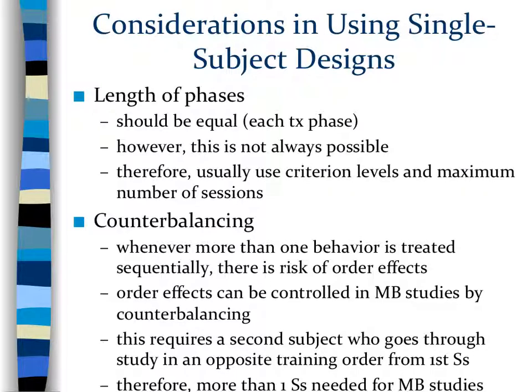Counterbalancing is another consideration that we must keep in mind, because whenever more than one behavior is treated sequentially, there is a risk for order effects. Now, order effects can be controlled through multiple baseline designs by counterbalancing. We are not going to spend too much time talking about counterbalancing now, but we will be talking about counterbalancing later in terms of how that can be done, because it requires a much longer period of time.